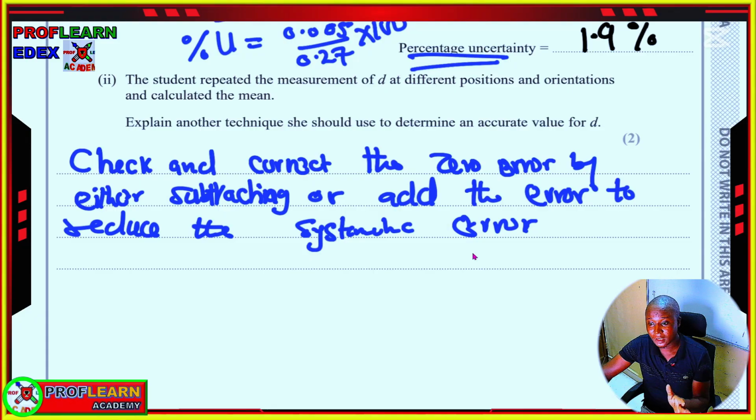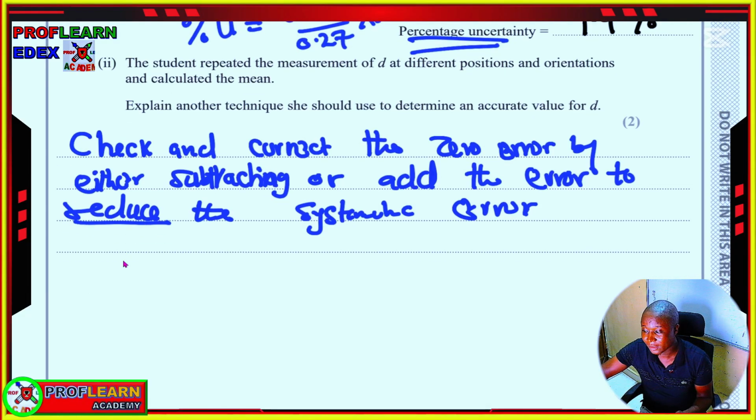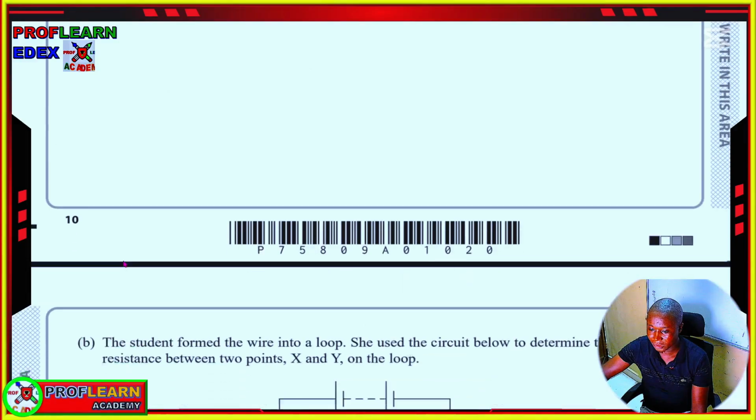Check and correct the zero error by either subtracting or adding the error to reduce the systematic error. Don't say to eliminate, don't say to remove, we say to reduce the systematic error. So anytime you are given a question like this, another technique is about correcting the zero error in the measuring instrument.